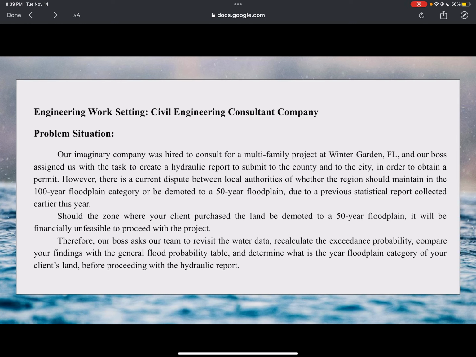But there is a tiny problem. The region, originally being classified in the 100-year floodplain category, is now being argued to possibly becoming a 50-year floodplain category in light of new statistical reports. So now we must revisit our data and compare new data to determine what year floodplain category the region classifies as, to make sure our clients make a worthwhile investment before moving forward.